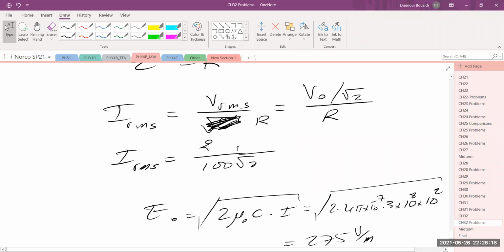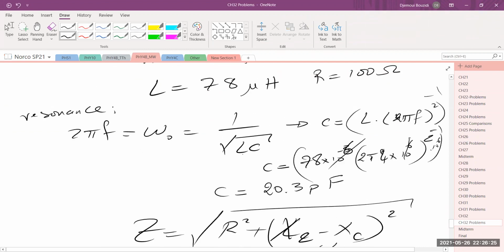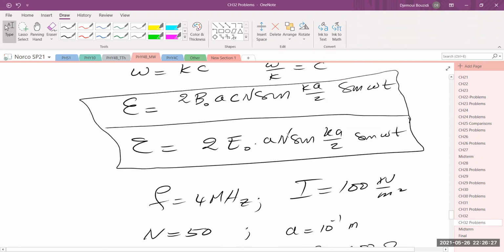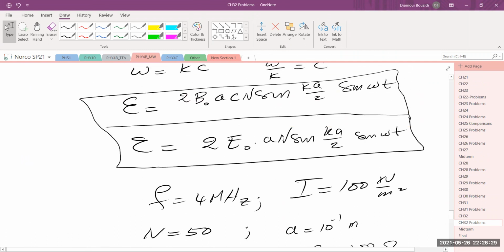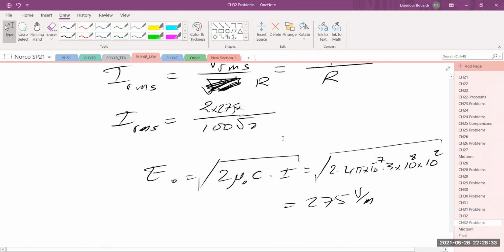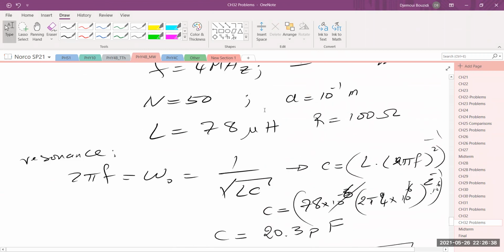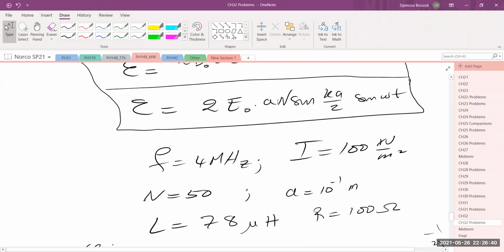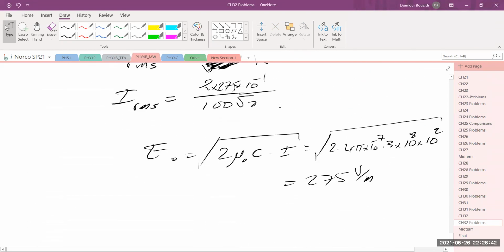So this thing in here is 275, 2 times 275. That's the strength of the electric field times A, and A is 0.1, 0.1 or 10 to the negative 1 times, what else do I have? N, which is 50.